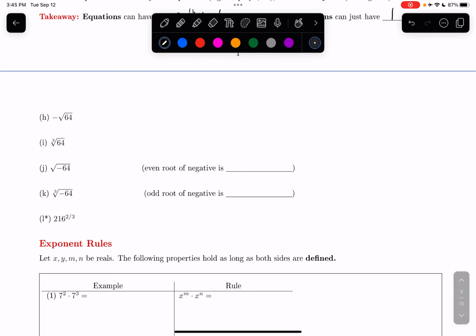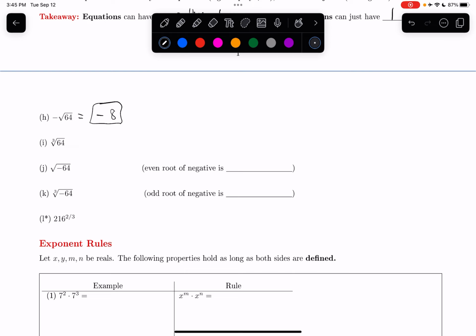So part H, what if I have a negative in front of my square root of 64? Well, we know what square root of 64 is. We just did it. It was 8, and we have a negative sign in front of it. So that just stays there. Cool, so my answer is -8.